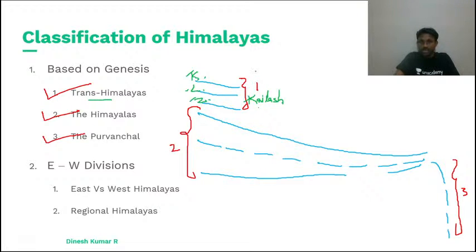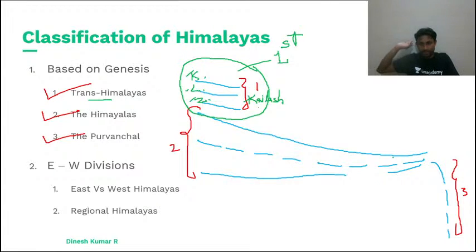And please remember, they are present on the northwestern part of India only. And they are the first ones to form among the Indian Himalayas. They are the oldest among the Indian Himalayas. So first they developed, after that the Himalayas will be developing gradually. Now let me come to the second part of the Himalayas. So what is my second part of the Himalayas?